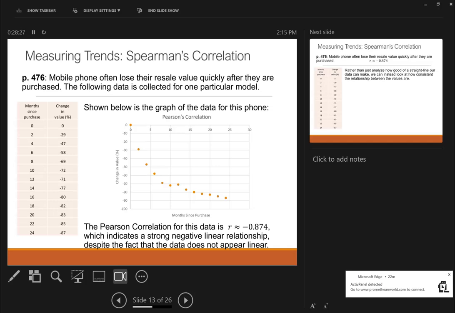The Pearson correlation for this is -0.87. It's a very strong negative relationship.